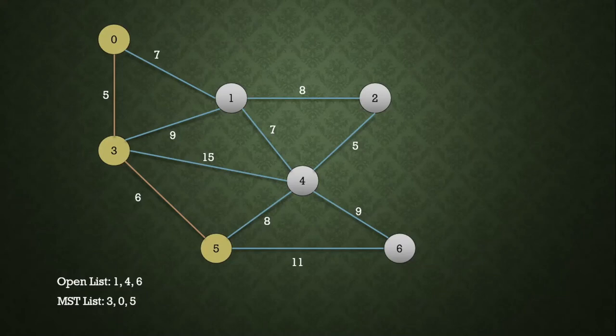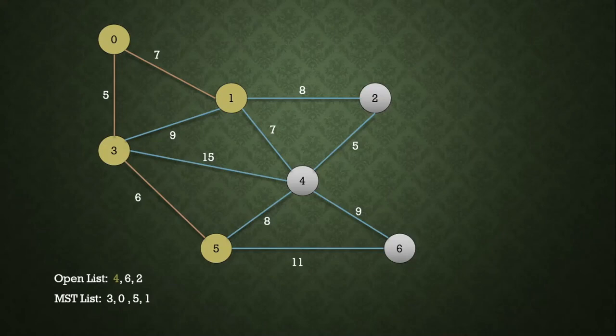Here now you can see 5 has 2 adjacents, 5 to 4 and 5 to 6, and 3 has 2 adjacents, 3 to 1 and 3 to 4, and 0 has 1 adjacent left, that is 1. Among all these adjacents, now we're going to find the next minimum weight node. If we go from 0 to 1, the weight is 7, which is smaller than the other nodes. So we're going to put 1 in the MST list.